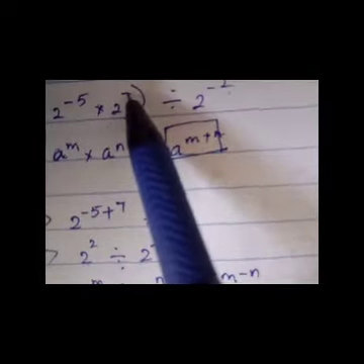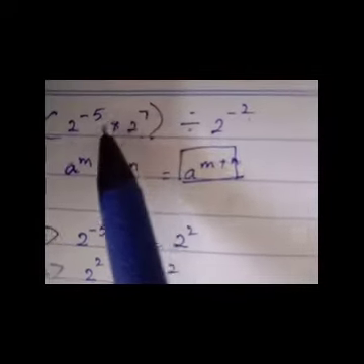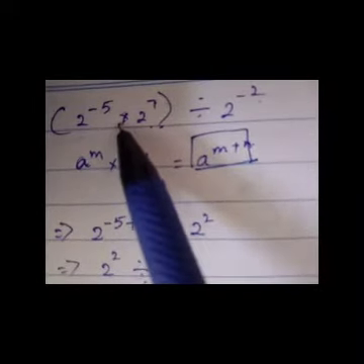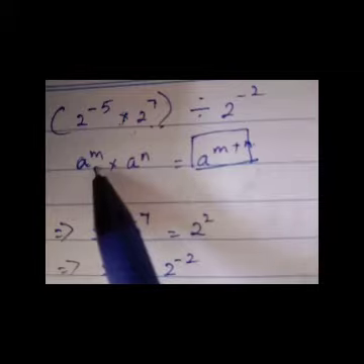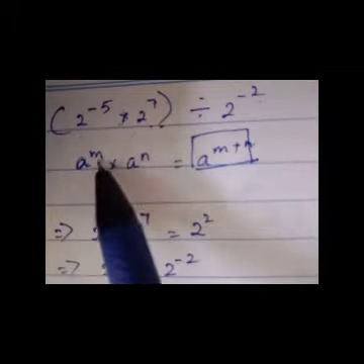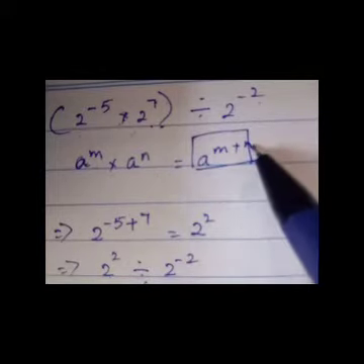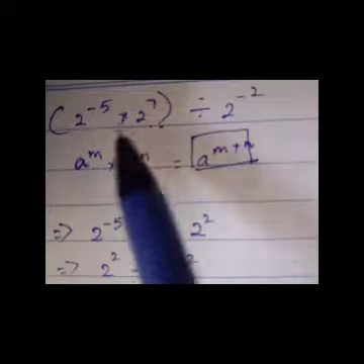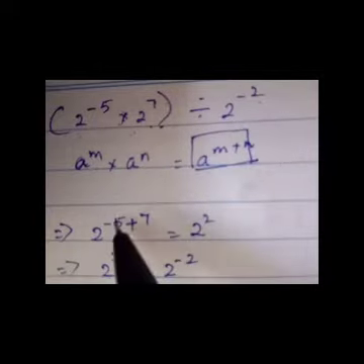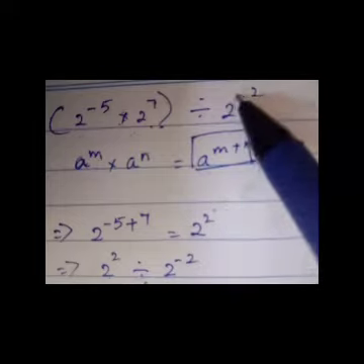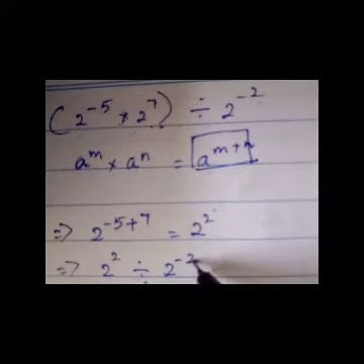First see here, your question has minus and plus, and in between a multiplication sign is there. So see in which rule it is. It is in the product rule because the bases are the same. a power m into a power n is equal to a power m plus n. So if you simplify the bracket, 2 power minus 5 plus 7 is equal to 2 power 2. Next, divided by 2 power minus 2.